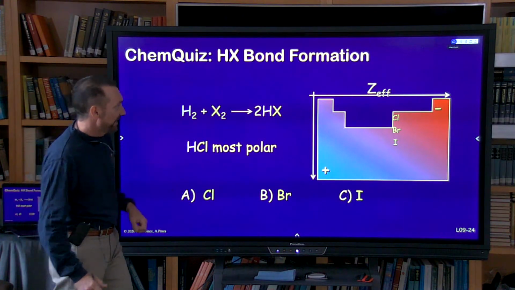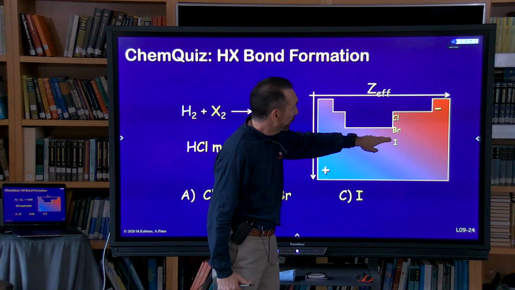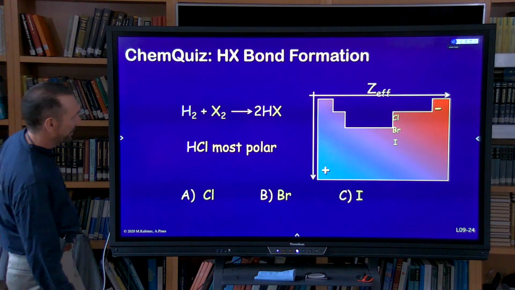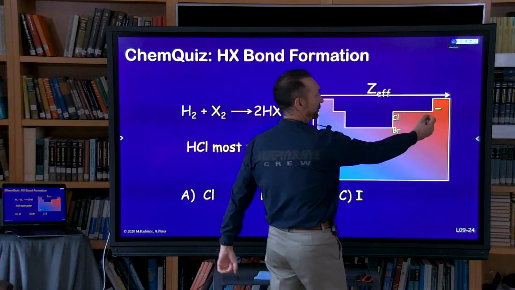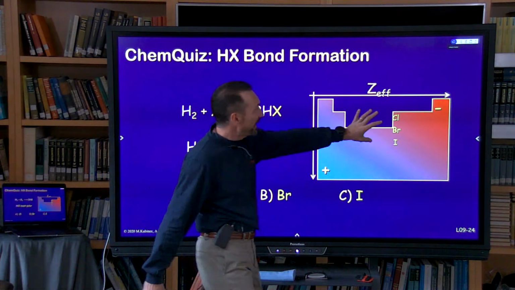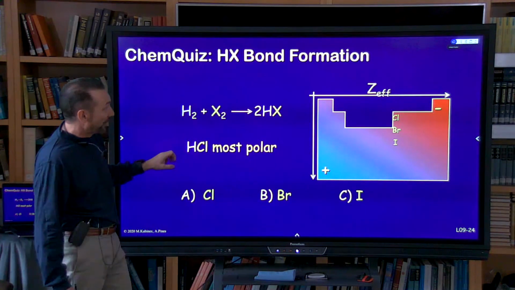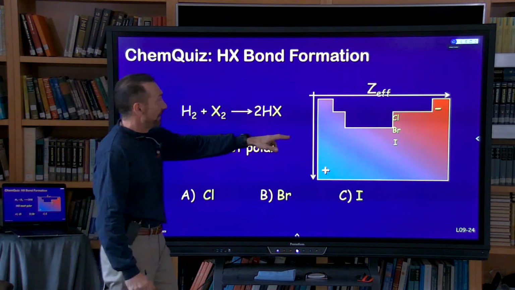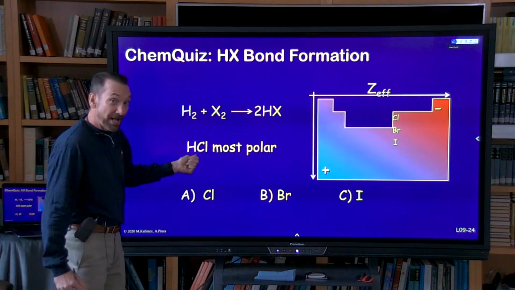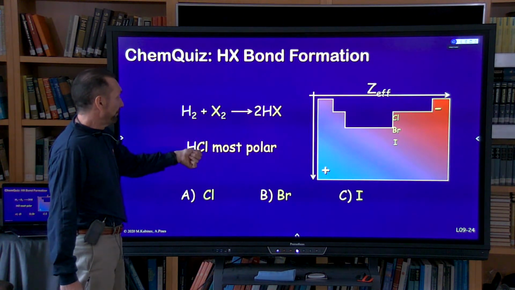So H and Cl, H is over here for all of those. The question is chlorine, bromine, iodine, kind of in a funny place. Not sure where they ended up there on the periodic table. As you know, they're quite a bit farther over here. Chlorine, bromine, and iodine are in that upper high electronegative area, and hydrogen is the same for all of them. So the chlorine is the most electronegative. That makes the HCl bond the most polar.